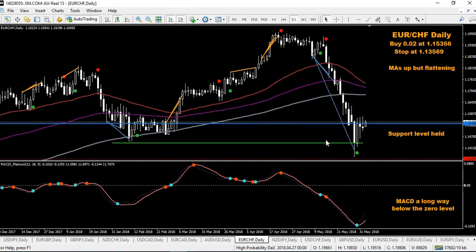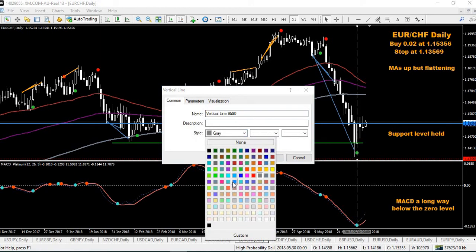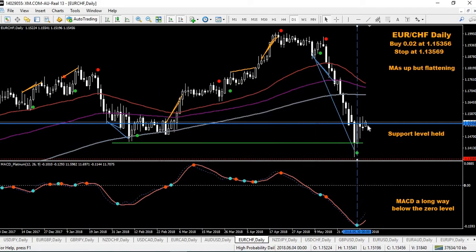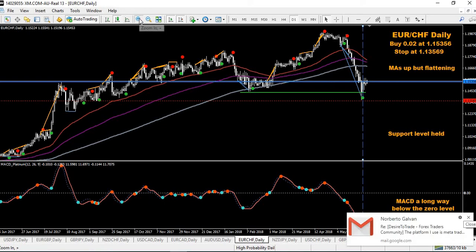Euro Swiss franc, took a buy down in, oops, I forgot to draw my vertical line in. It will be there. So I took a buy there and it's sort of going nowhere at the moment. It's gone nowhere for a couple of days, but it's starting to just get above the entry price now. MACD is a long way below the zero level, which I like. I like this support level here. There's no real divergence as such, but that support level, fairly significant when you see it like that. So we'll just see how it goes.